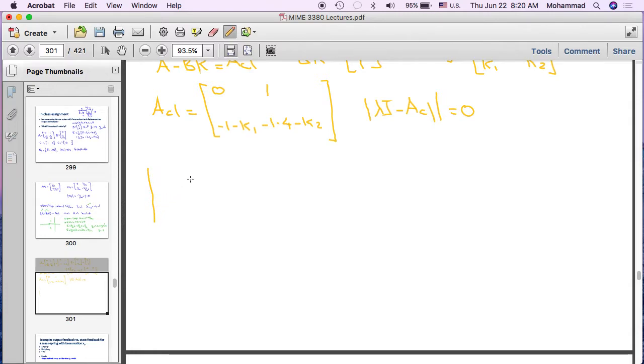So lambda I minus A would be lambda here, minus 1 here, because A is being subtracted, so all elements get automatically a negative sign. So this becomes 1 plus k1 because of the negative sign, and this becomes lambda plus 1.4 plus k2. This is determinant of lambda I minus A, and that should be equal to 0 in order for us to find the eigenvalues. Do you agree? Let me know if you don't agree or a step needs further explanation.